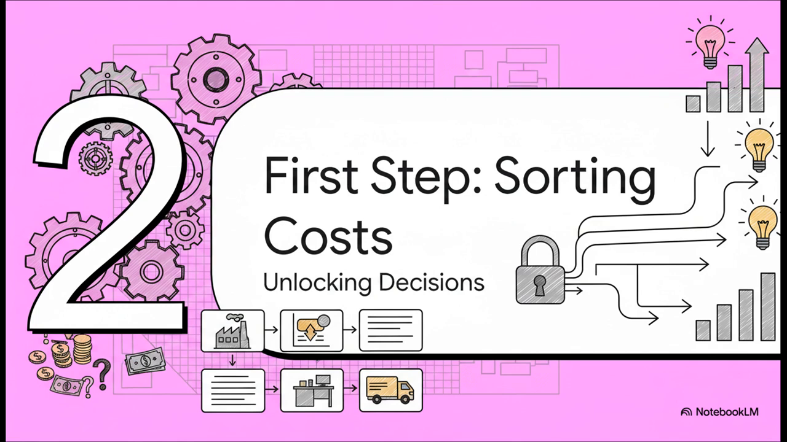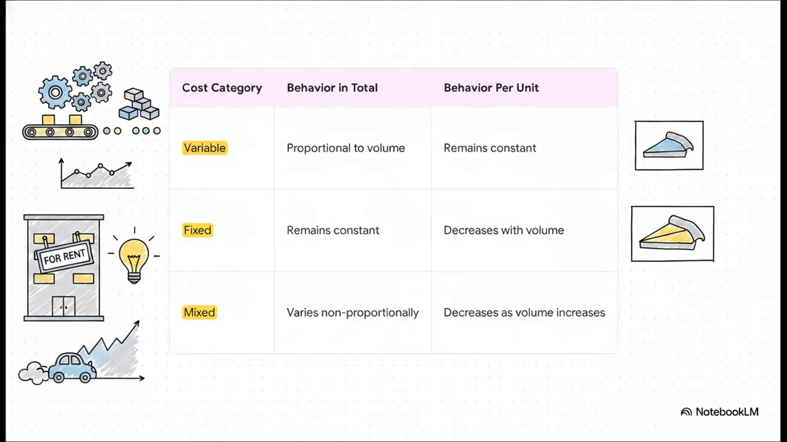So, before you can use any tool, what do you have to do? You've got to organize your materials, right? You need to know what you're working with. In business, that means getting a handle on your costs. And this isn't just about simple bookkeeping. This is about understanding the fundamental behavior of your expenses because that is the absolute key to unlocking smarter, strategic decisions down the line.